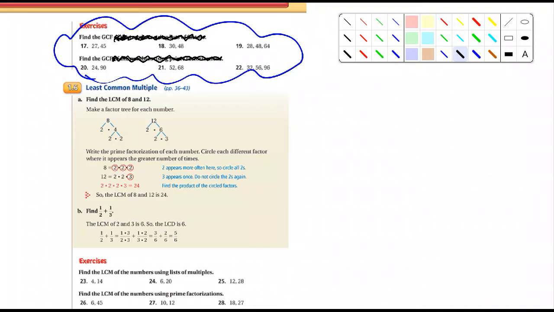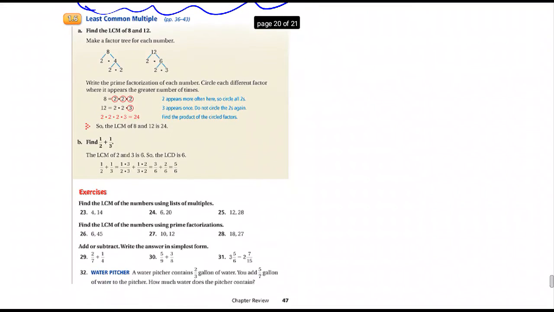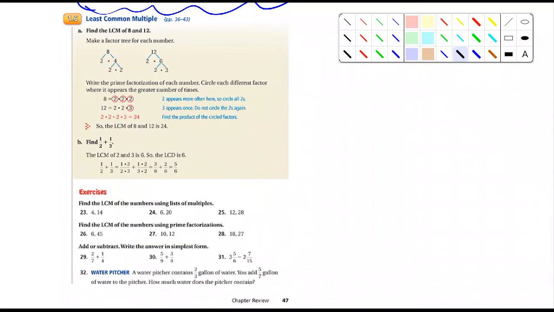I do want you guys to do 1.6 also. You'll have time today to work on this. So 1.6, it's finding the least common multiple. And you factor it out like they've done here in this example. And they list the factors you can see in the example there.